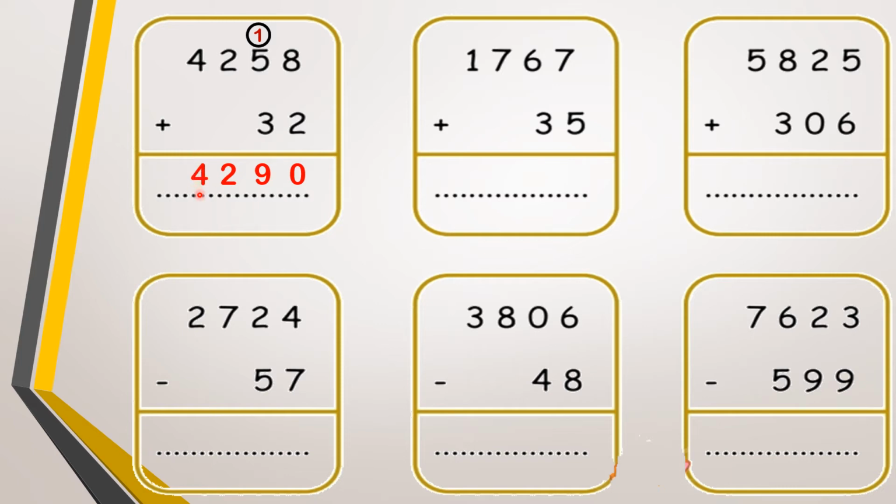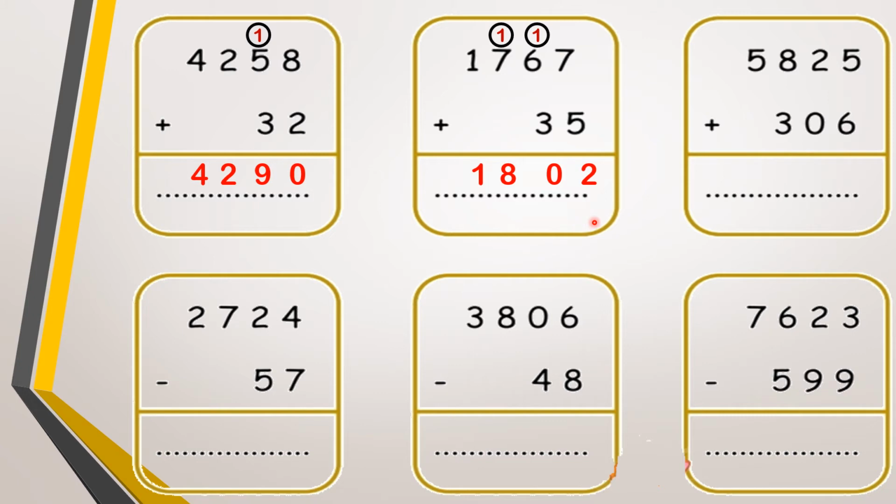So I have 4,290. I will add here 7 plus 5 is 12. So I will put 2 and carry up 1. 1 and 2 is 3. 3 and 7 is 10. So I will put 0 and carry up 1. 1 and 7 is 8. So I will put 8 because I have nothing here and drop down 1 in thousands.